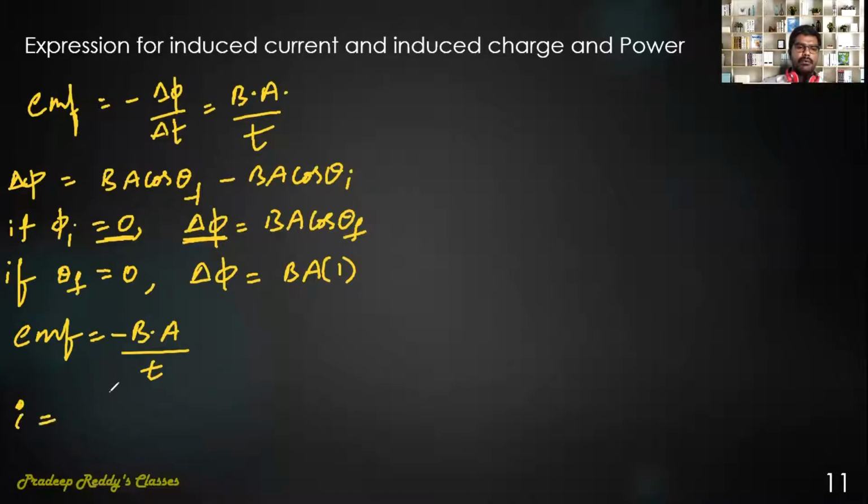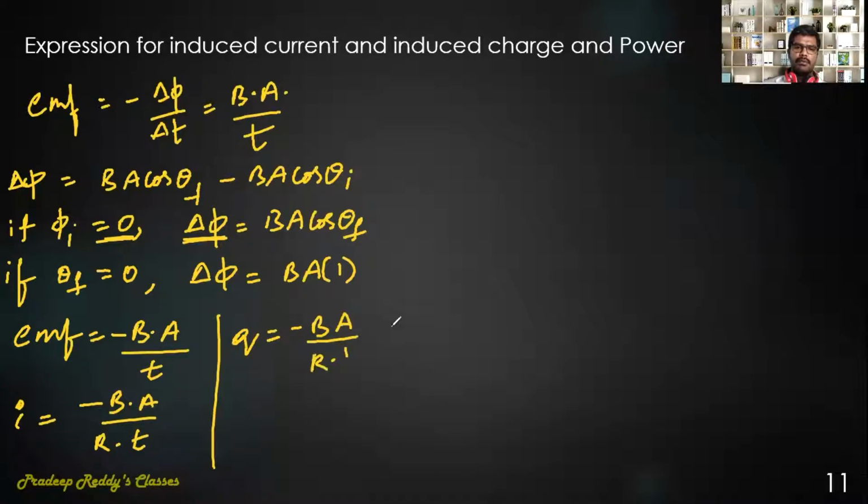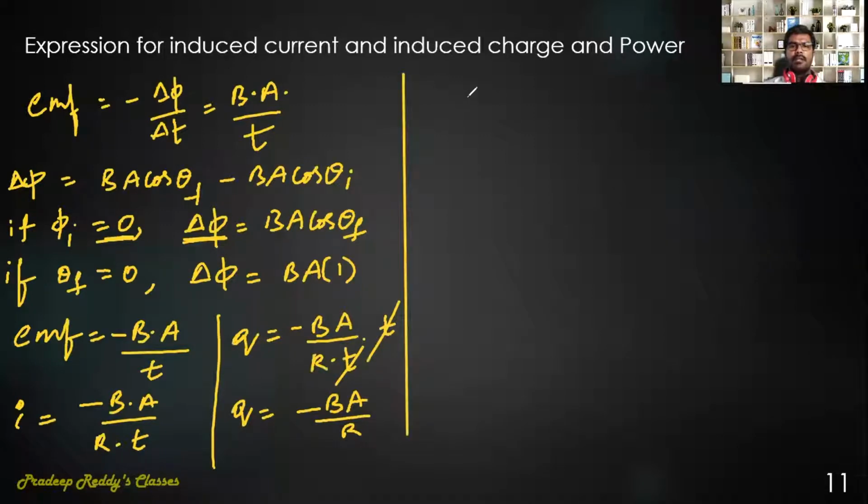I is equal to V by R, minus BA divided by R into time taken, and charge induced Q will be equal to I into T. It is minus BA divided by R into T. T and T get cancelled, so Q will be equal to minus BA divided by R. We can calculate work done. We can calculate work done W is equal to VIT, that you can substitute here.